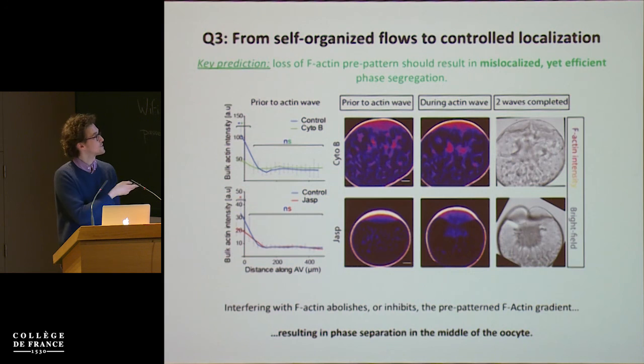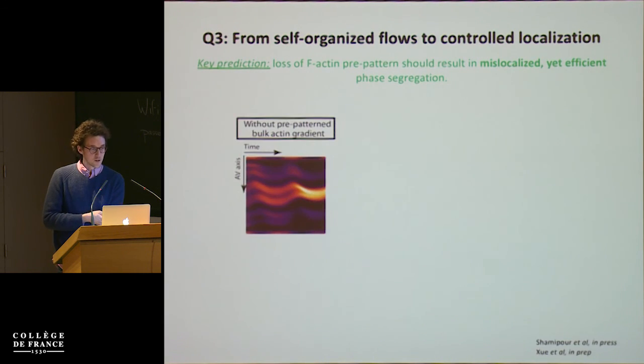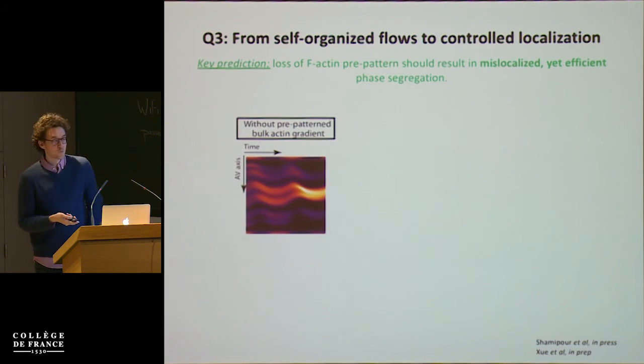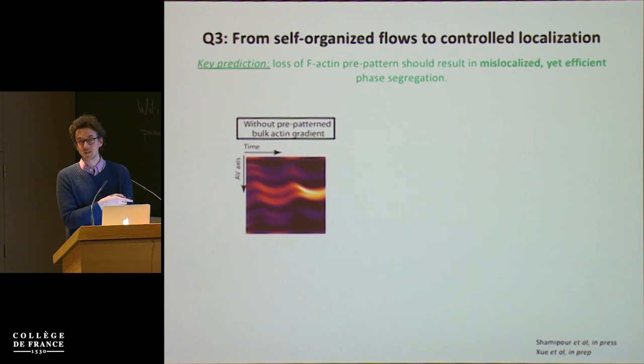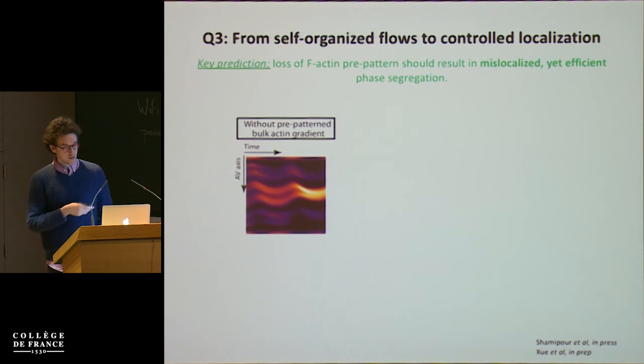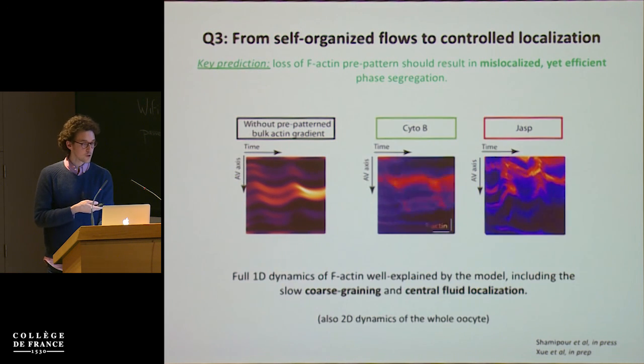So you can really show that if you perturb the gradient, you perturb the localization of the phase transition. But in the end, you do get a pretty phase-segregated embryo, right? So it's really a mixture between self-organization and control. And you can do exactly the same simulation as before, where you put a weak pre-pattern gradient, and you get this phase of coarse-graining dynamics and oscillations. I'm almost finished. And you can compare this to the dynamics in the two conditions.